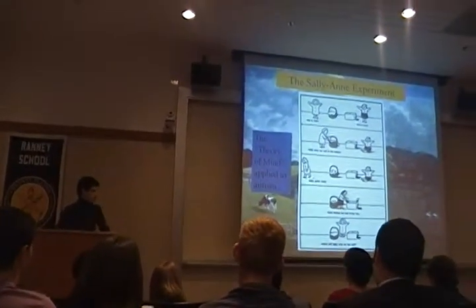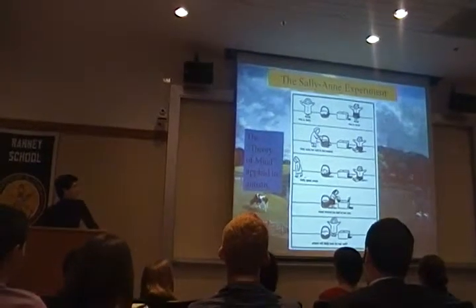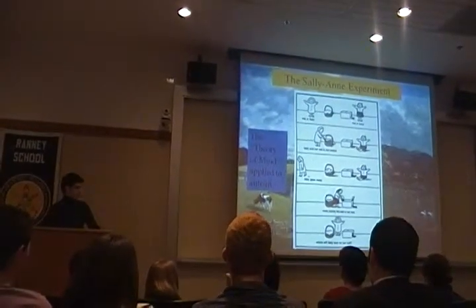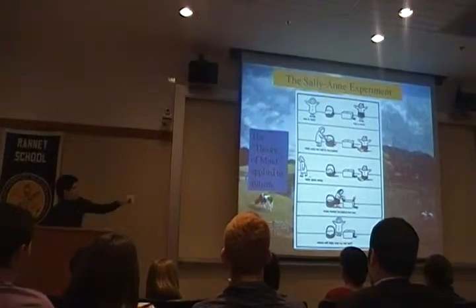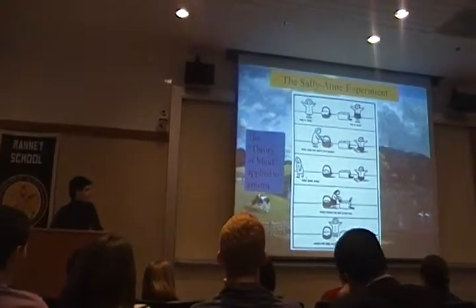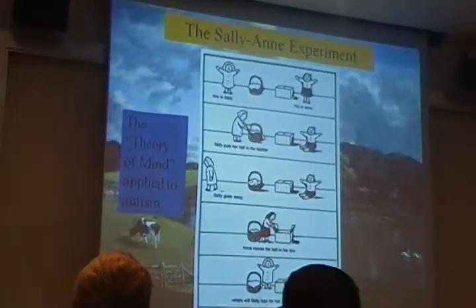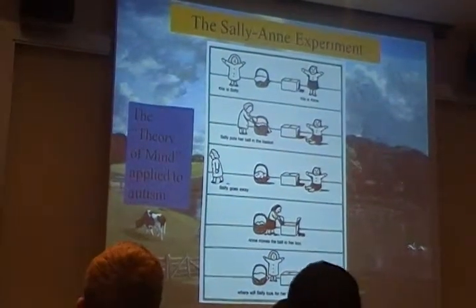Now, Sally has this huge beach ball that she likes to play with all the time, and there's a box and a basket. So Sally gets bored and decides to go outside, so she puts the ball in the basket. So she leaves. And then Anne comes, and she's very mischievous. She likes stealing things from other people. She's a kleptomaniac, let's assume that.